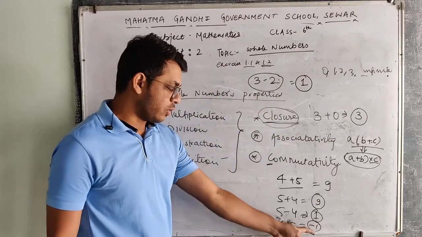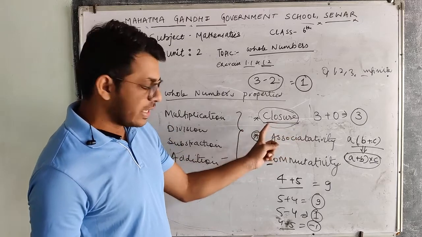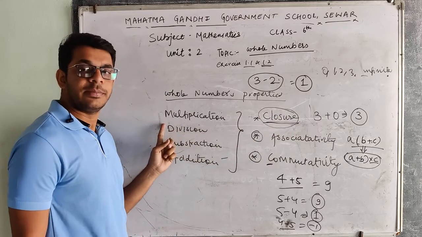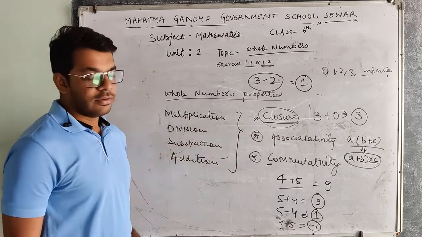It means it's not a whole number. Whole numbers start from 0. So we discussed 3 properties in 4 parameters. The parameters are multiplication, division, subtraction and addition. Now we will look at them one by one.